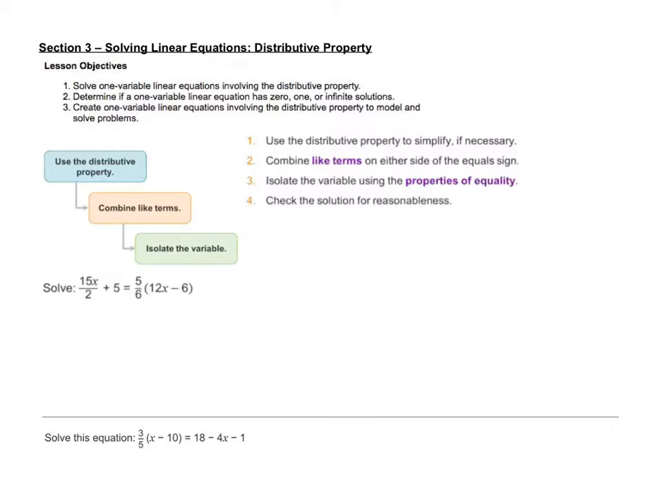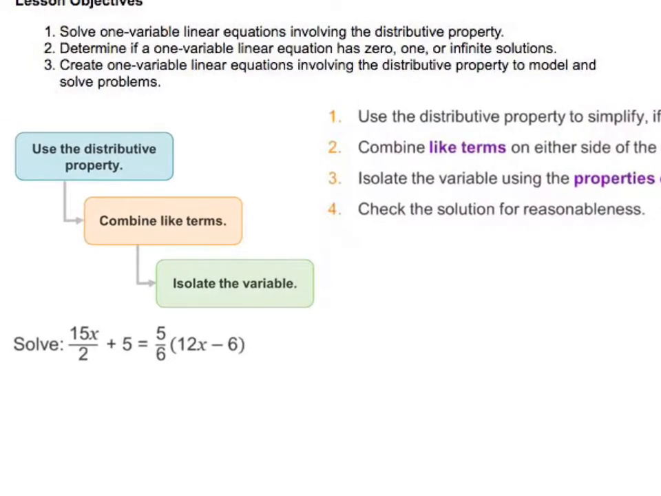So first things first, let's look at some steps on how to do this. We always want to use the distributive property if we can, and then we combine like terms, and we want to isolate the variable and solve for what we're looking for. So here's what we've got.